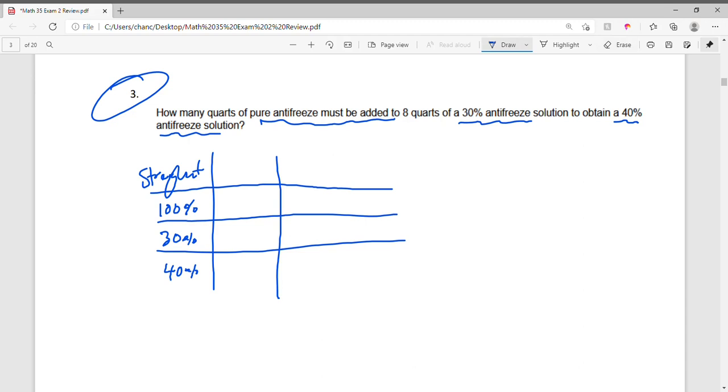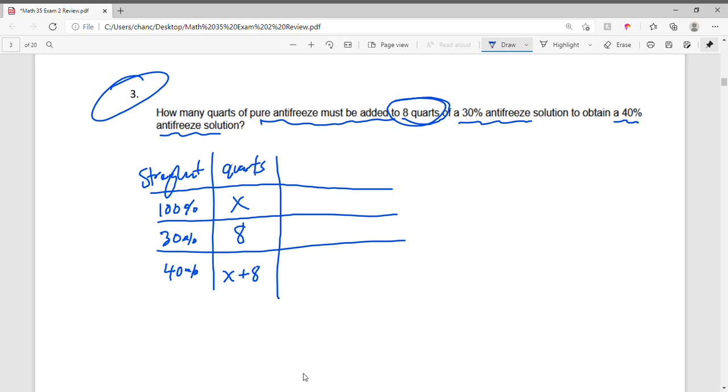Now let's figure out how many quarts we need to add to this solution. We don't know how many quarts of pure antifreeze, so let's call that x quarts of antifreeze. And for the 30%, I need 8 quarts, so let's put 8 quarts here. Now the total must be x plus 8, because we're adding x quarts to 8 quarts, so we have a total of x plus 8 quarts of the 40% solution.